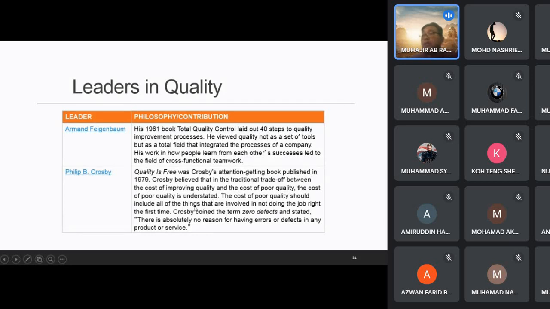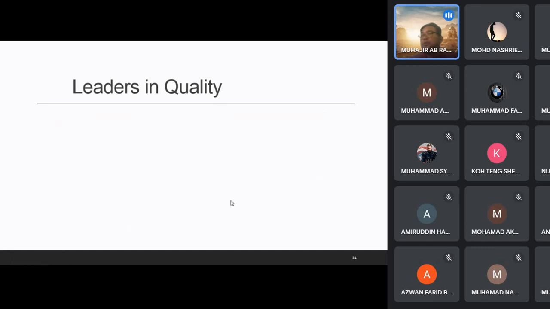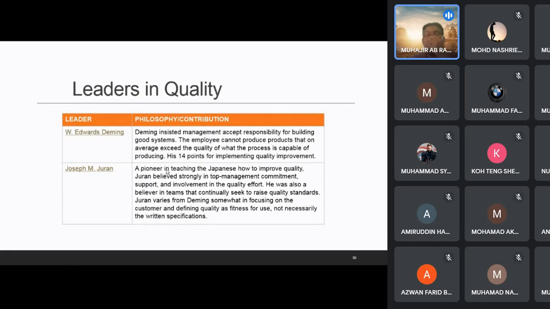He believed that the system can have no failure if we can have proper planning as well. Okay. But the most important idea of Edward Deming is that the staff cannot produce a quality product, because if the system is not good, okay.